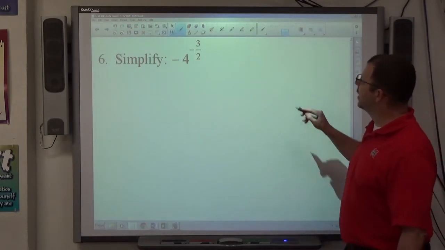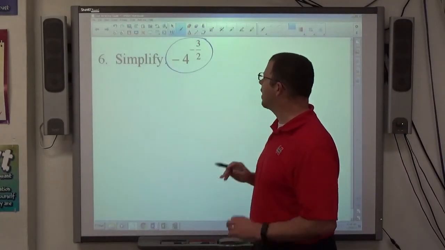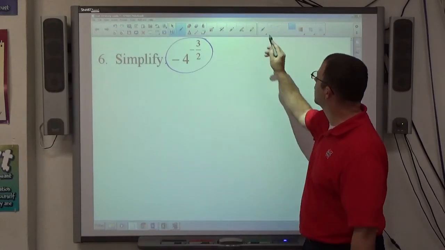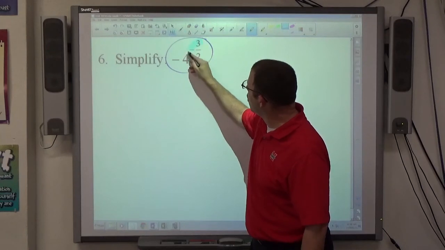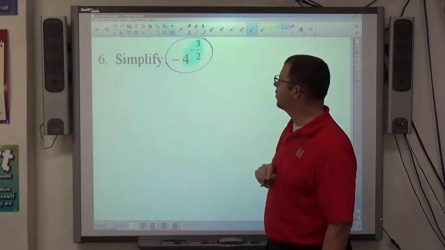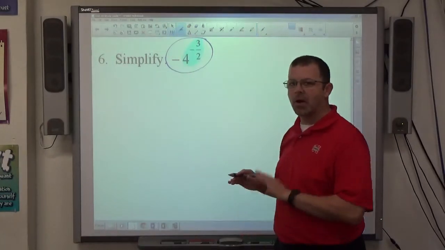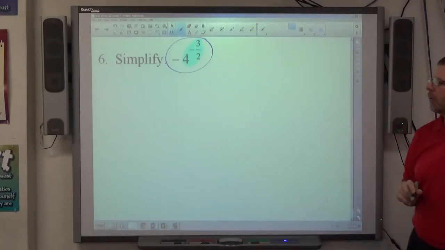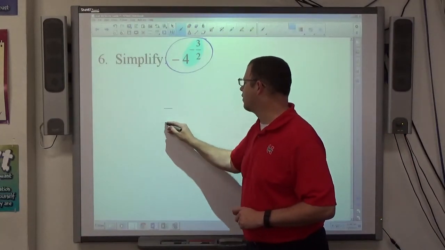Number 6, negative 4 to the negative 3 halves power. So anytime you deal with a power, you have to ask yourself, what's being raised to the power? That helps you establish where things belong. So what's being raised to the power here is only the 4, because there's no parentheses involved. The minus sign is not being raised to the power. The fact that it's a negative power, I don't care about fractional power before I deal with the negative power situation. So minus is minus, it's staying right where it's at.